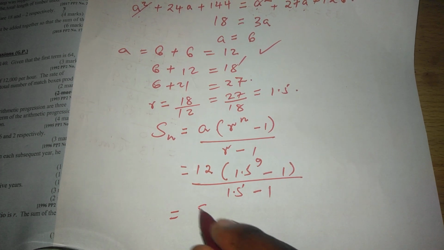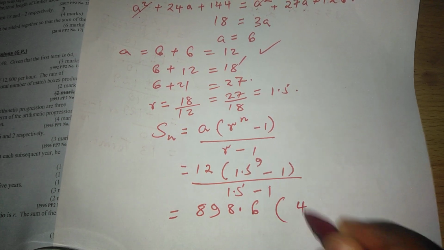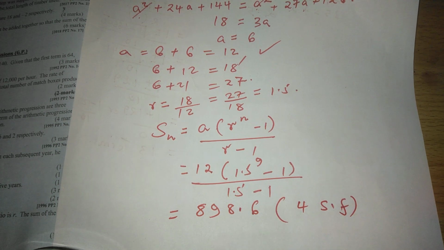This gives us 898.6. We are told to 4 significant figures. So that is the answer.